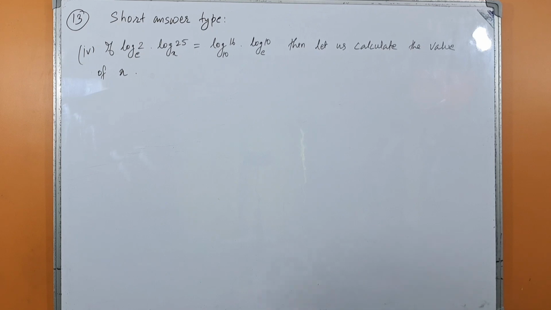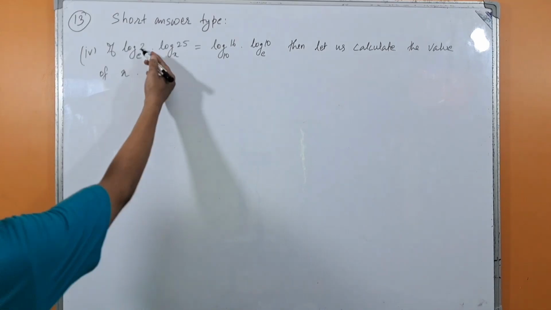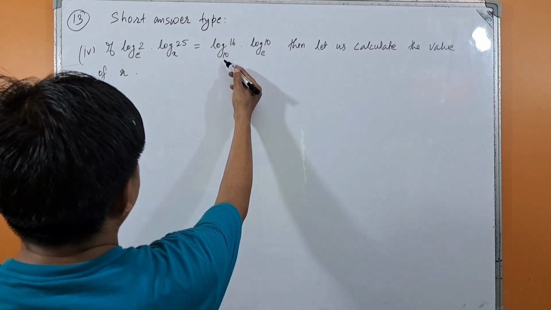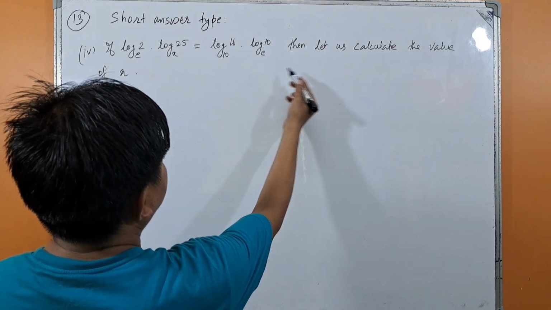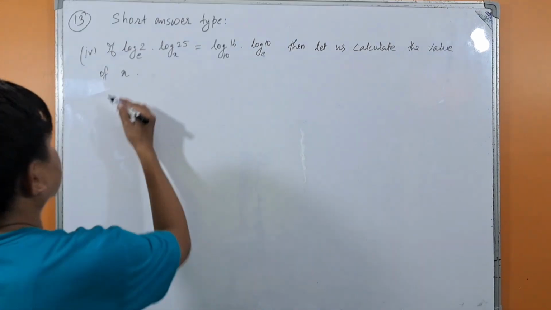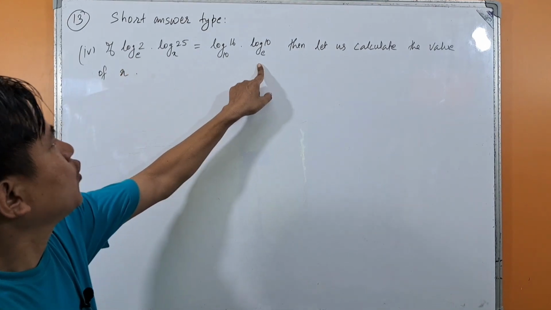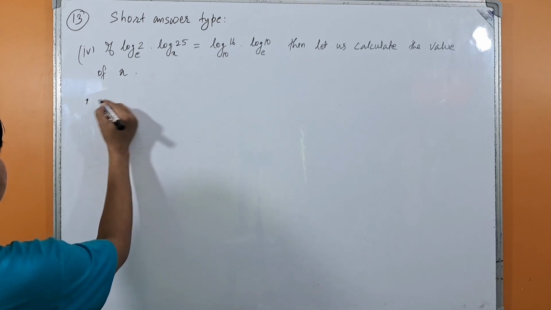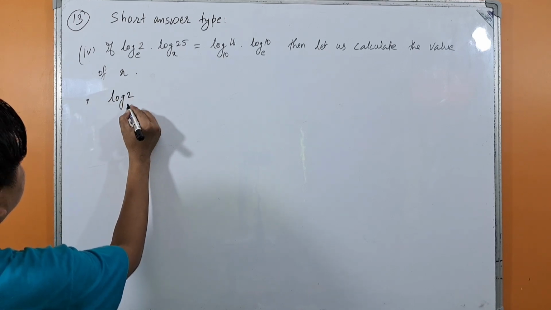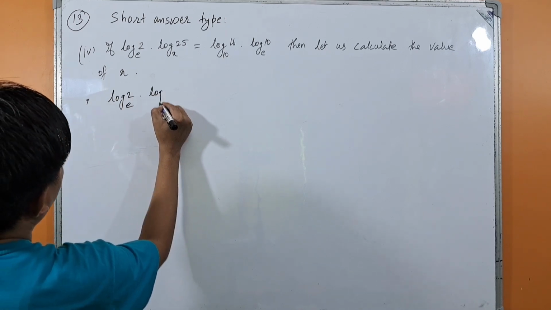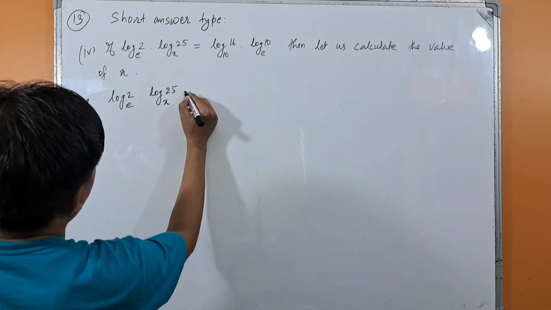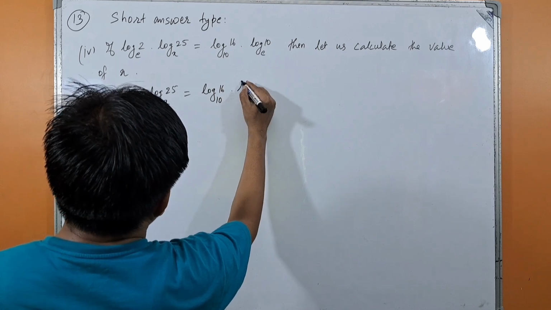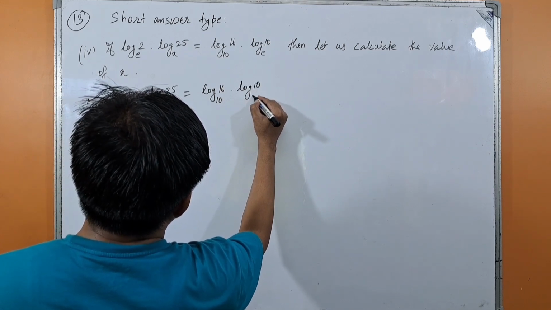Question number 4 of 13. If log 2 to the base e times log 25 to the base x equal to log 16 to the base 10 times log 10 to the base e, then let us calculate the value of x. So this is the given equation. We are asked to find the value of x. Okay, let us rewrite the given equation again. Log 2 to the base e times log 25 to the base x equal to log 16 to the base 10 times log 10 to the base e.